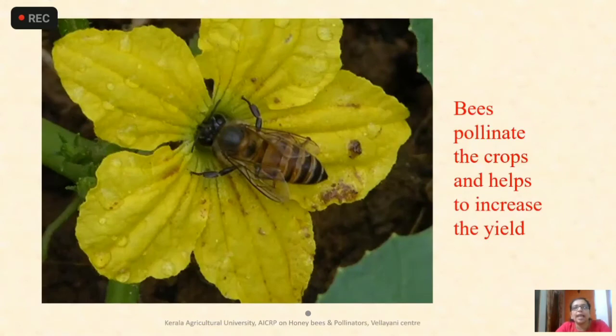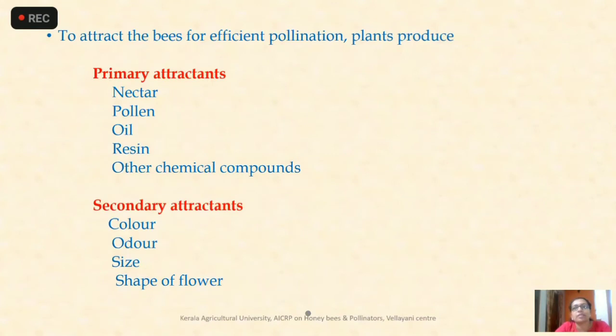So apart from all these hive-based products, what is the added advantage that we are getting? That is the pollination. Bees pollinate the crop, and as a result we can increase agricultural production. Bees visit the plants for collecting their food, that is the pollen as well as the nectar. And what are the factors which attract these bees, and make them an efficient pollinator?